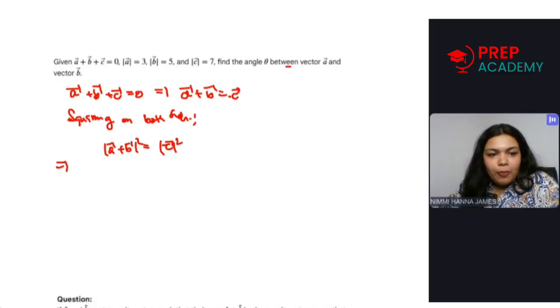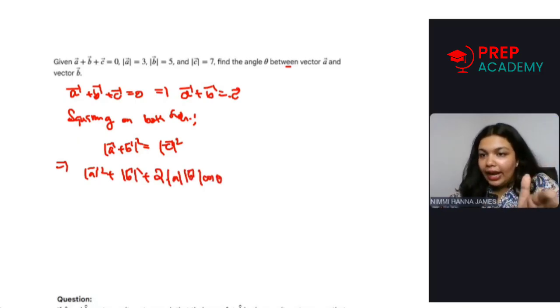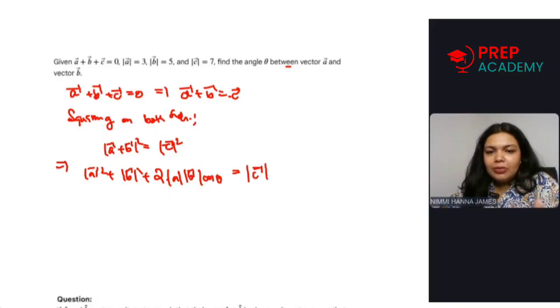So expanding, we have modulus of a squared plus modulus of b squared plus 2 mod a mod b cos theta. From those identities itself, it is 2 a dot b, I've just expanded what is a dot b, a mod b cos theta, is equal to mod of minus c squared, which is mod of c squared. For c and minus c, the direction is just changed, the magnitude remains the same. Now substituting the values, I think I will get the angle theta, correct? Let's see.